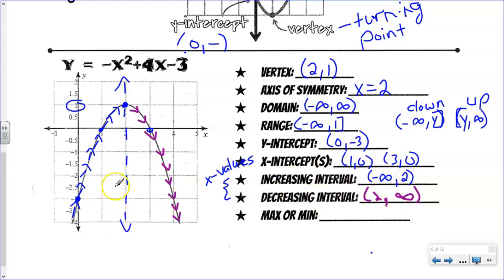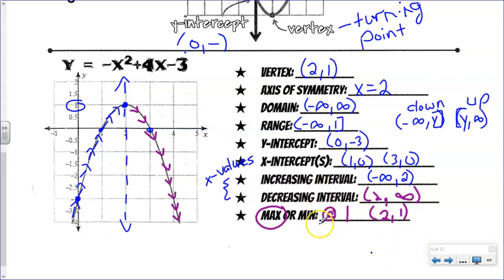All right, if I'm going here, is this the maximum or the minimum? It is going to be a max. And then we can say that it is at, where does that max happen? At 1. Okay, and sometimes you will see it at 2, 1.